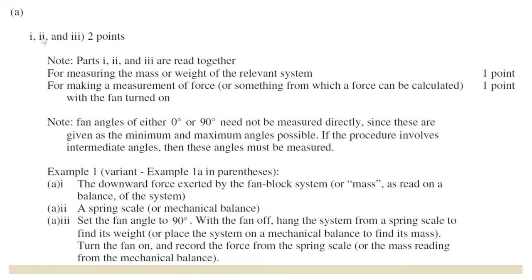Example 1 is showing basically the method that I just proposed. It says here also there's a variant with example 1A in parentheses. So they're measuring the downward force exerted by the fan block system, or mass if you just throw it on a triple beam balance. You could use a spring scale, force sensor, or a mechanical balance. And you could set the fan angle to 90 degrees with the fan off, hang the system from a spring scale to find its weight, or place it on a triple beam balance to find its mass. Turn the fan on and record the force from the spring scale or mass reading for the mechanical balance. Same idea here. The difference between the two gives you your force reading.